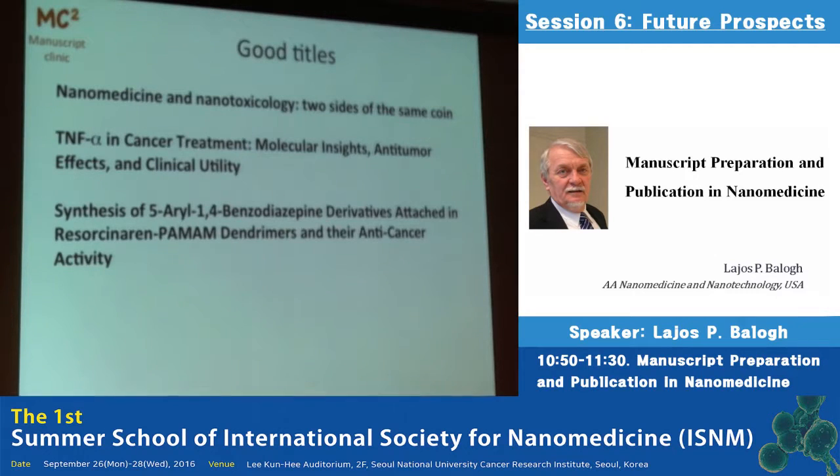These are good titles, in my opinion. "Nanomedicine and nanotoxicology, two sides of the same coin." Who will be interested? People in nanomedicine, people in toxicology, and people who at least touch on one of them. This is a good title too, but a different readership: "TNF orphan cancer treatment, molecular insight, anti-tumor effects, and clinical utility." It includes the exact topic, the treatment, the clinical side, and the researchers. This is also a good title, just for a much smaller, expert audience with a specific synthesis. How do you do that, and how may it be useful in the future for anti-cancer work?